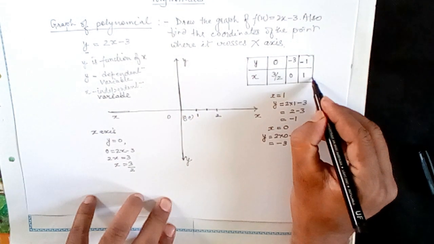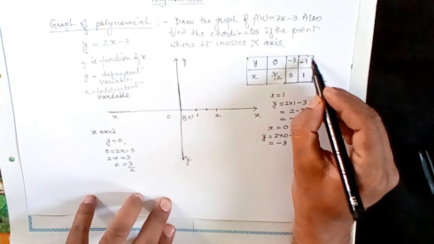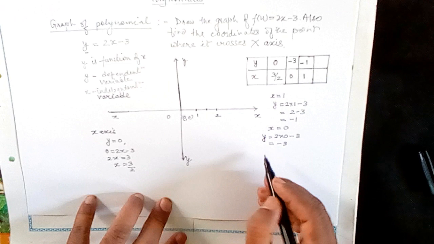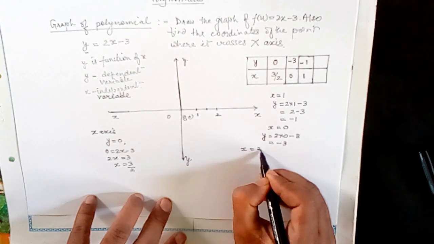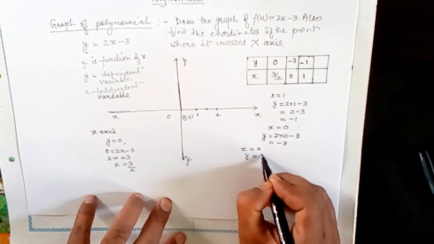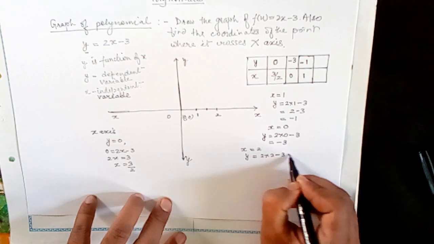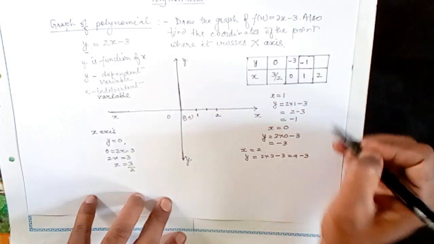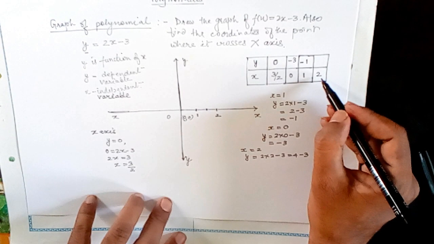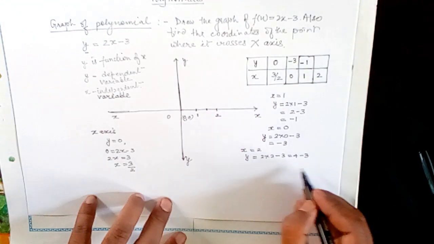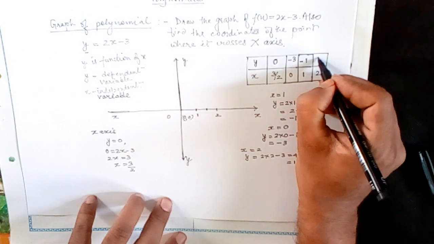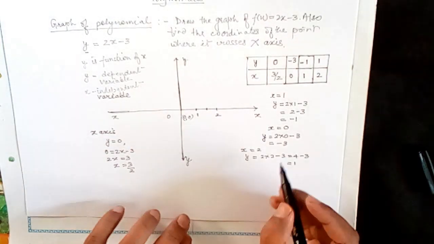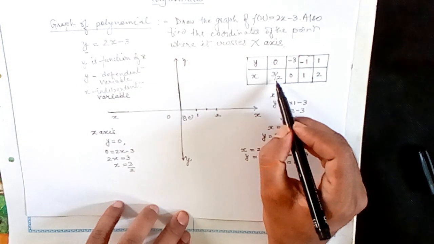We can go for plotting the graph. Assuming x = 2, y = 2 into 2 − 3, which equals 4 − 3, so the value of y is going to be equal to 1.